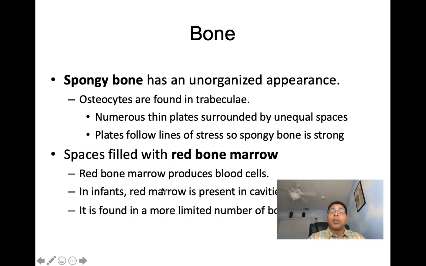Red bone marrow produces our blood cells. And in infants, I'd like you to know red marrow is present in cavities of basically all bones. And then when we become adults, you'll see it's going to change. It is found then in a more limited number of bones in adults.